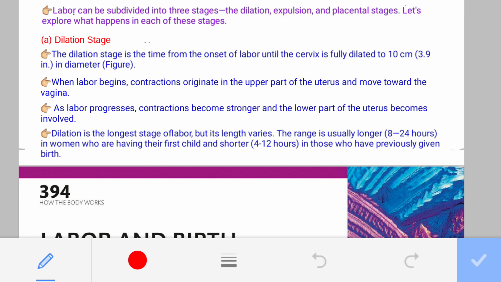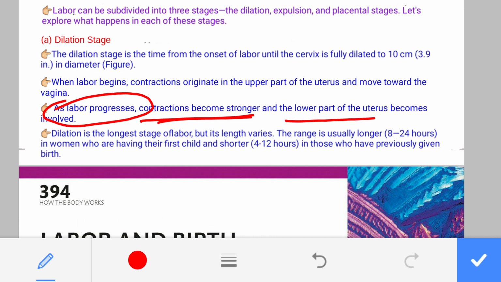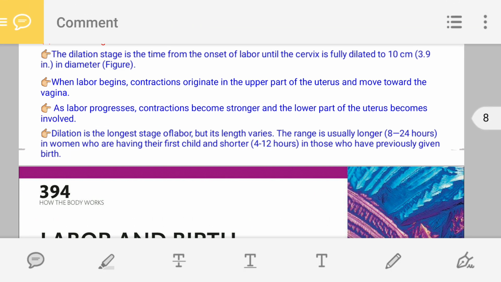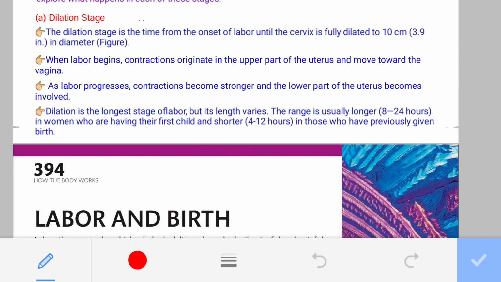Now as the labor progresses, the contraction of the uterus becomes stronger and stronger, and later on the lower part of the uterus is also involved in this contraction process. So the upper part is contracting, the lower part is contracting. Basically these contractions are pushing the baby's body towards the cervix. Now, the duration of the dilation stage.